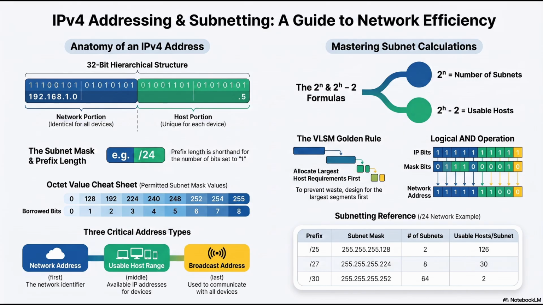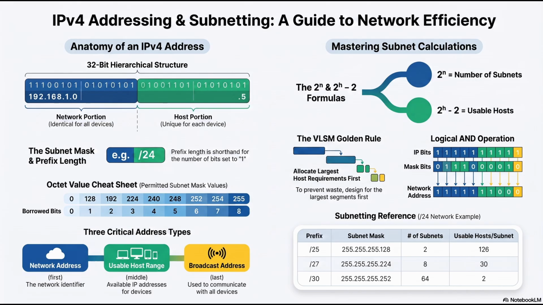That is Formula 2. It calculates the usable hosts per subnet. The formula is 2 to the power of h minus 2, where h is the number of host bits you still have left over after borrowing. Let's shine a spotlight on that -2 rule, because it seems critical. If the binary math says a space can hold a certain number of addresses, why are we always subtracting 2 usable addresses from the final tally?